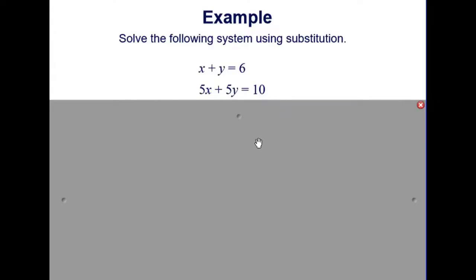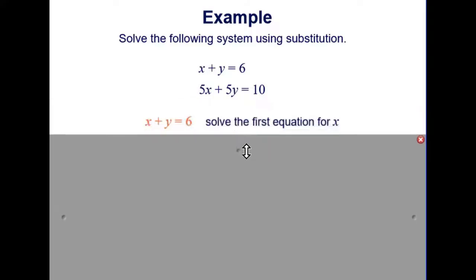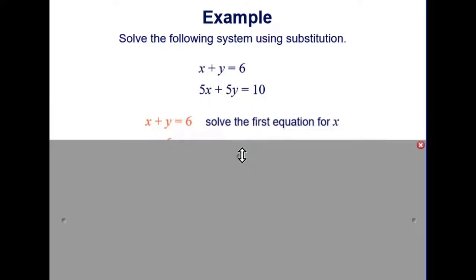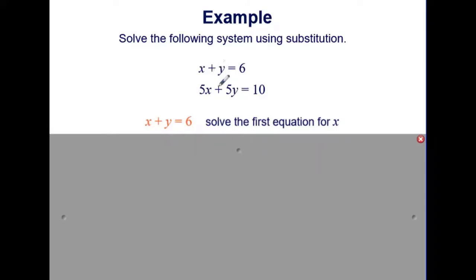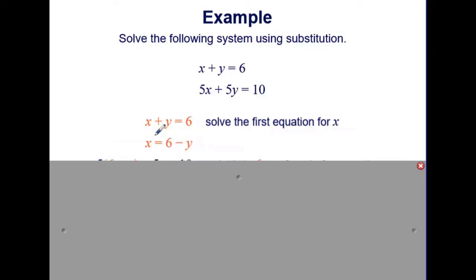Here's an example of solving a system using substitution. The system is x plus y equals 6 and 5x plus 5y equals 10. So first, we're going to solve the first equation for x, since looking at it, that would be one of our easiest options to get a variable alone. It's not automatically alone now, so we'll subtract y from both sides, making it x equals 6 minus y.